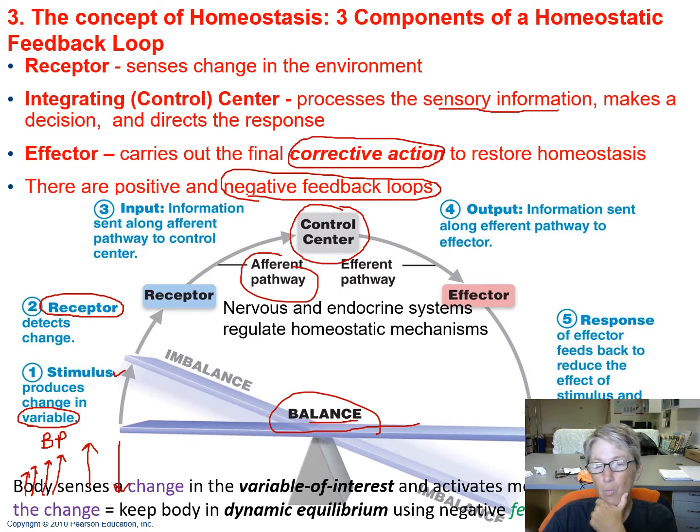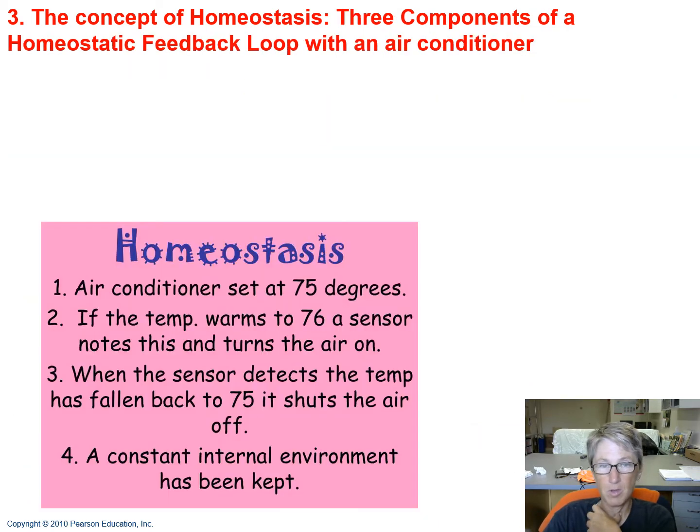So what regulates homeostasis? Your nervous system and your endocrine system. So we'll study the nervous system in 201 and the endocrine system in 202. A lot of people like to use the example of a heater in your house for a homeostatic feedback loop. But we'll use an example of an air conditioner because we live in Tucson.